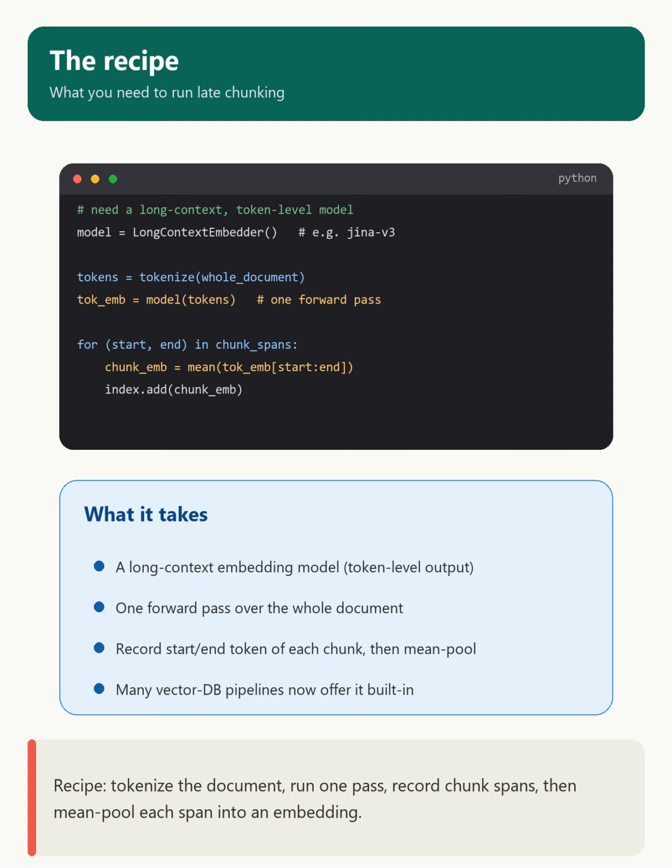Now the practical side. To use late chunking you need an embedding model that supports long inputs and gives you token-level outputs, such as Jina Embeddings version 3 or similar long context models. The typical recipe is: tokenize the whole document, run one forward pass, record the start and end token of each chunk, then mean pool each span. Many vector database pipelines and libraries now offer this as a built-in option.